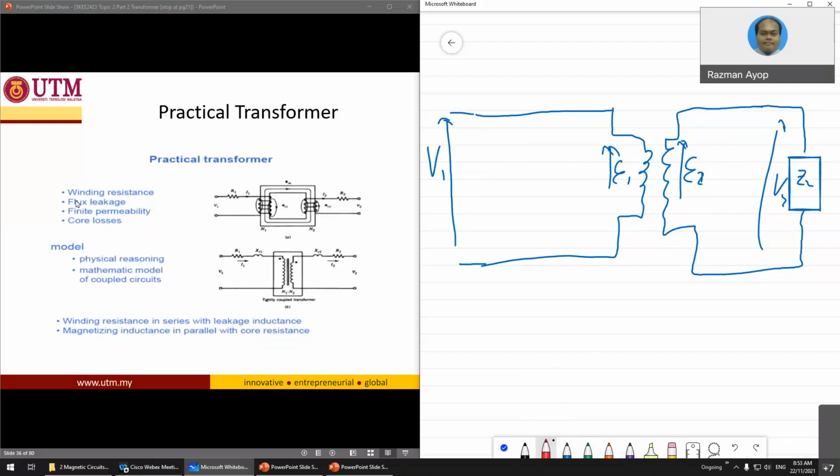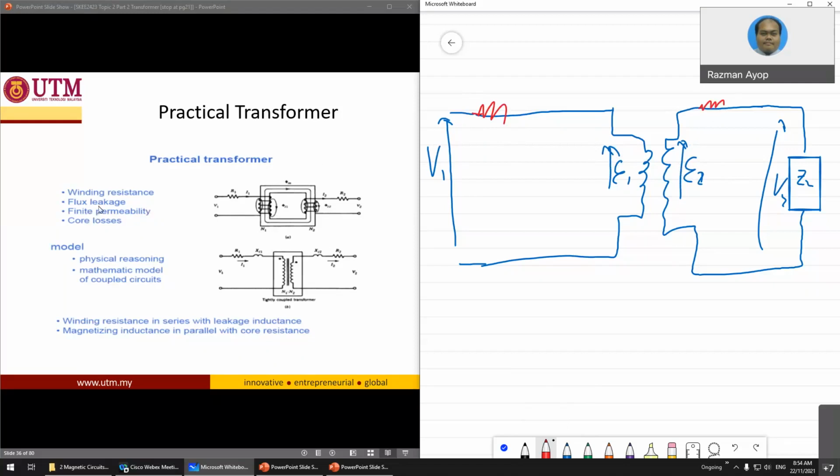For winding resistance, you can see here there is a winding. If you recall, in wire there is actually resistance, very small resistance. But if you do the winding almost 100, 200, 300 turns, this resistance can be severe. So how to represent this winding resistance? You just add a resistance in series, also at the secondary, because you have the secondary winding. So that is the practical one.